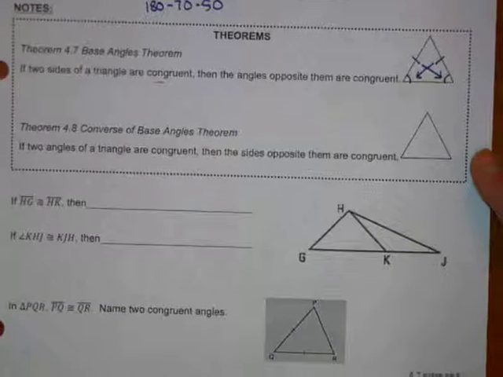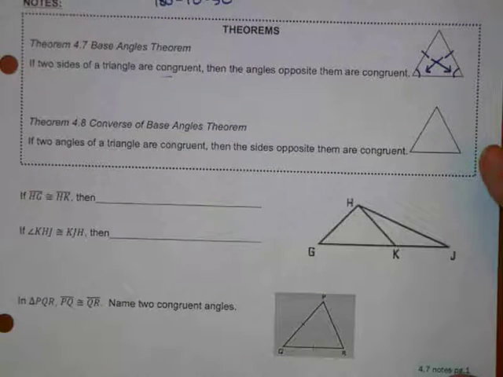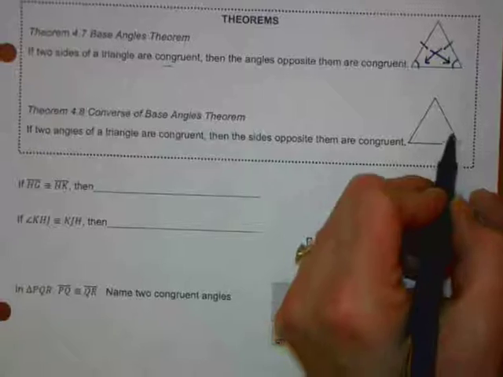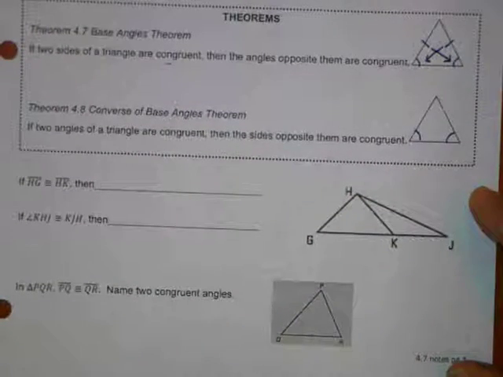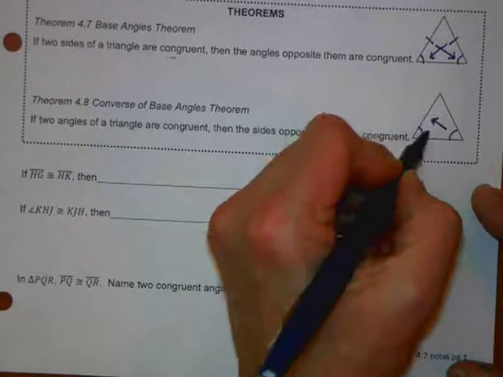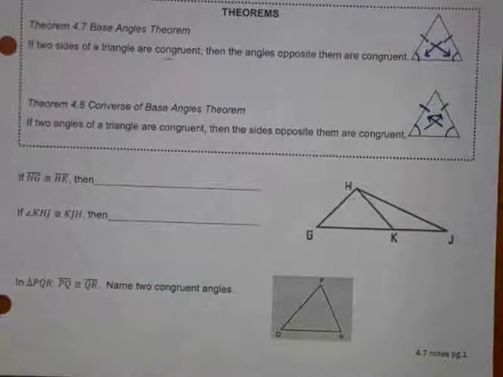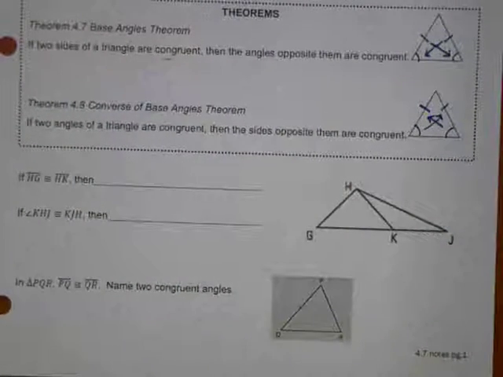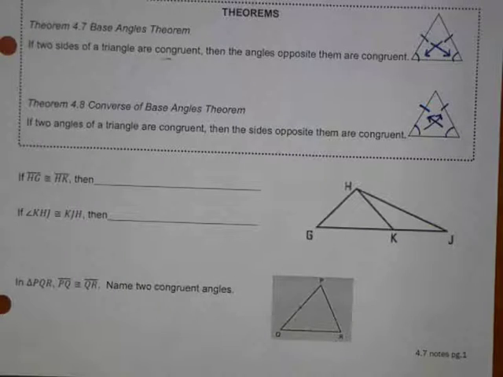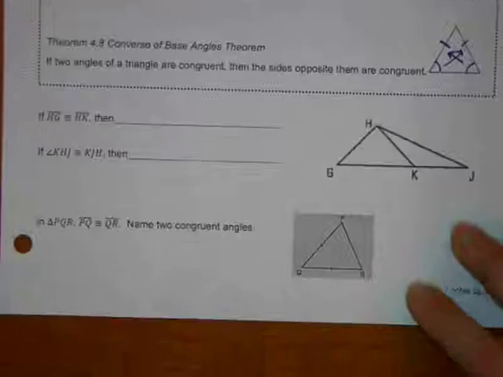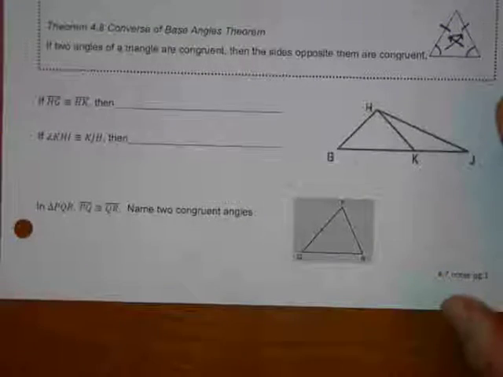Okay? And then this is the converse, which is basically just going the other way. It says if two angles of a triangle are congruent, then the sides opposite them are also congruent. So it's the base angle theorem and its converse. Is this only for isosceles? Yes. Okay? All right, so let's just use that a little bit.